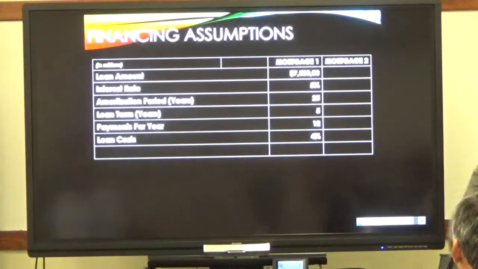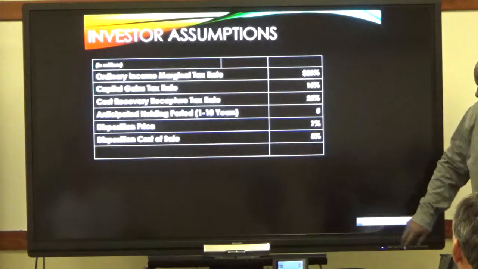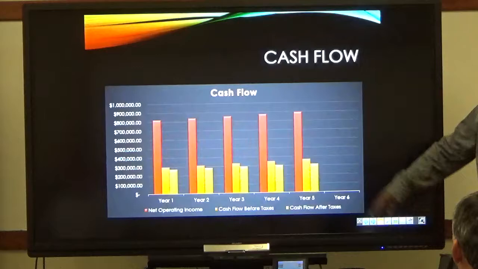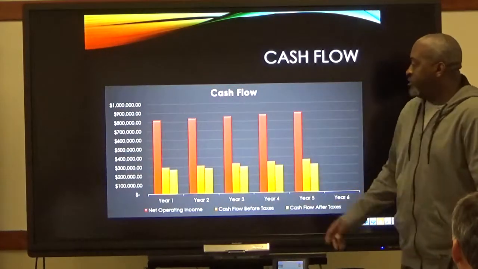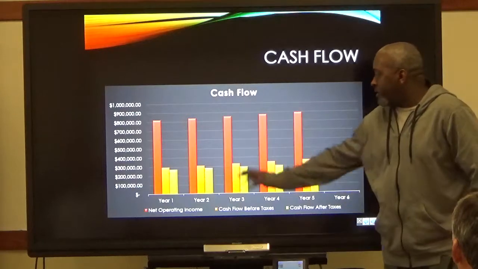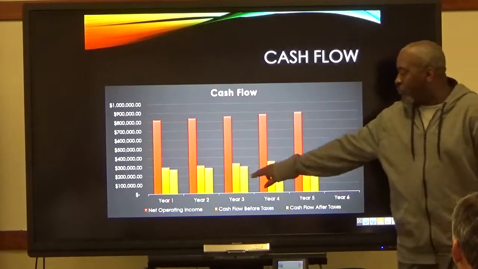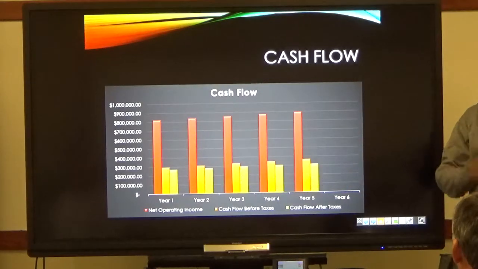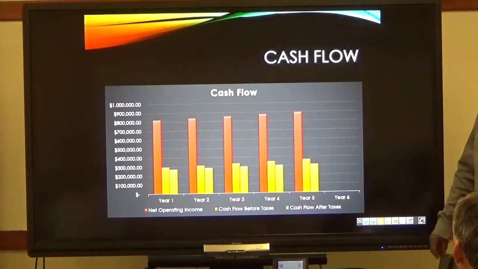Continue with the financing assumptions, what else I can put in? Comparison. Cash flow, cut out all the worksheet stuff and just get down to the results. And you can see the net operating income on a bar chart. See the cash flow before and after, to give you a visual comparison. I do like that. I think that's a good visual to show.